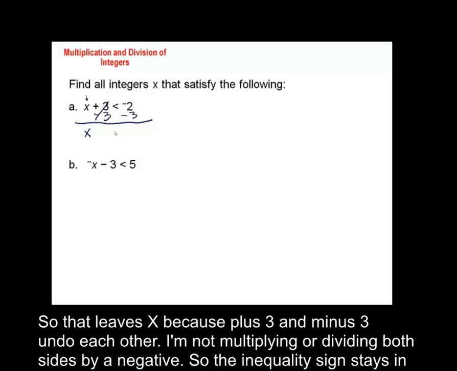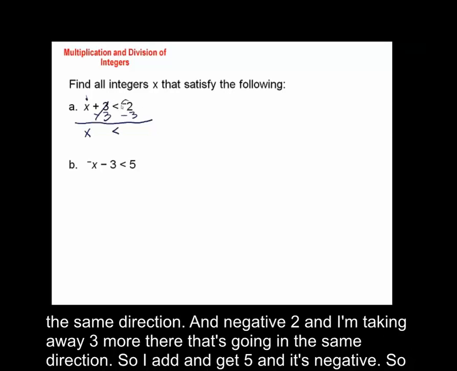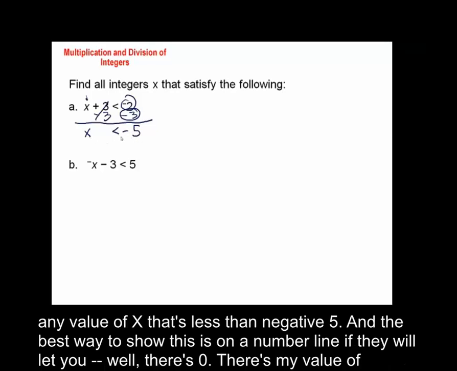I'm not multiplying or dividing both sides by a negative, so the inequality sign stays in the same direction. And negative 2, and I'm taking away 3 more there, this going in the same direction, so I add and get 5, and it's negative. So any value of x that's less than negative 5, and the best way to show this is on a number line, if they let you.